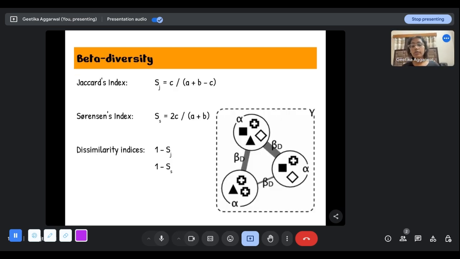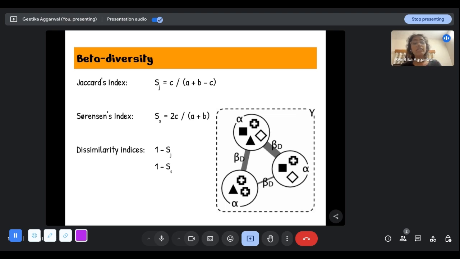Moving on to beta diversity, we have different indices, Jaccard's index and Sorensen's index. For beta diversity, what you want to keep in mind is that, say you have two different areas, A and B, and in those areas you have different number of species. For example, say small a is the number of species present in area A, small b is the number of species present in area B, and small c is the number of species that is common to area A and B. So for Jaccard's index of beta diversity, Sj, it will be c divided by a plus b minus c, which is the number of common species divided by the total number of species in both the areas.